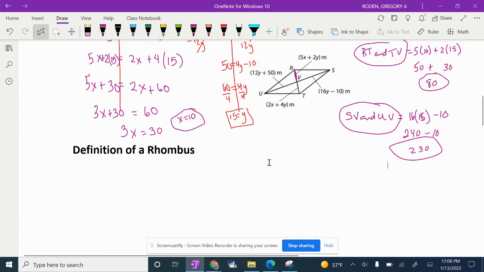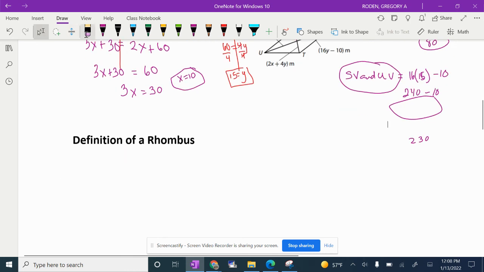All right. So today we're going to talk about special parallelograms, okay? Now, remember, the first thing I want to mention before we get into these special parallelograms is they're parallelograms. So everything that's true about a parallelogram is true about a special parallelogram. So remember, the opposite sides are congruent on a parallelogram. Opposite sides are congruent on parallelograms.